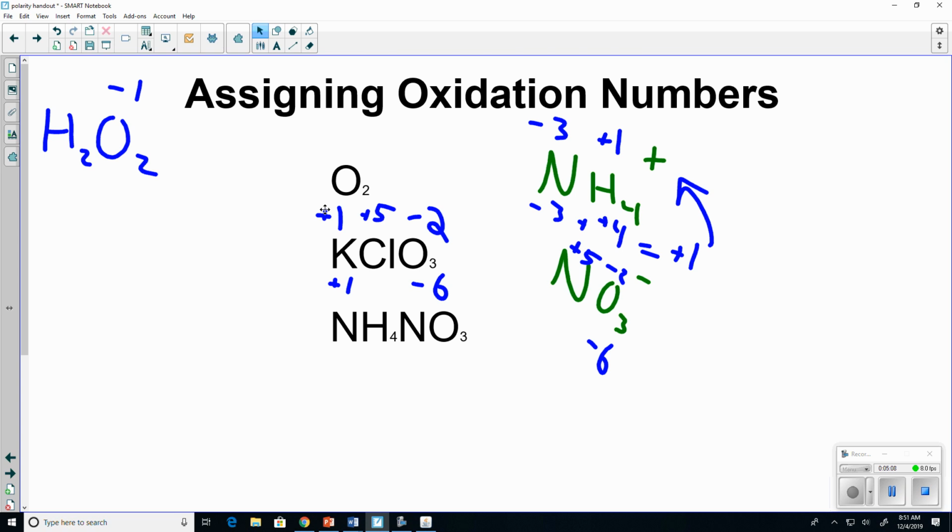Is this ringing a bell? Kind of? The backside is a few practice problems. Take a few minutes, see if you can assign oxidation numbers. And then we'll go into the, here's an equation, assign oxidation numbers, determine what's oxidized and what's reduced.